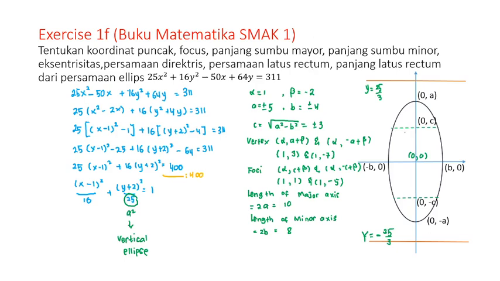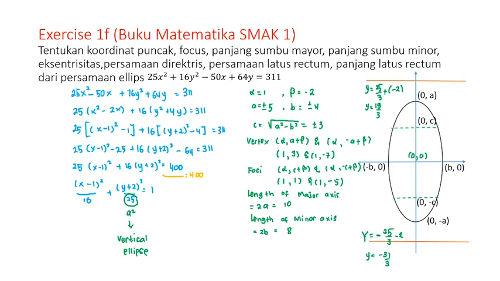Oh sorry, this is also added with the beta, which is minus 2. So the directrix line will be 25 minus 6, 19 over 3, and also minus 2 here, so it is minus 31 over 3, the y equals.